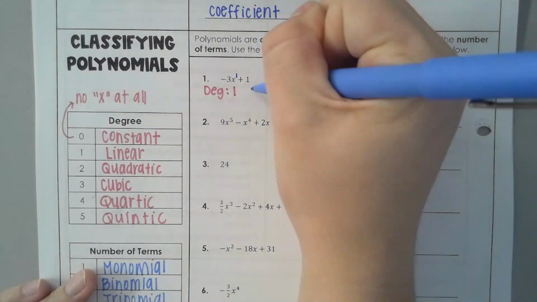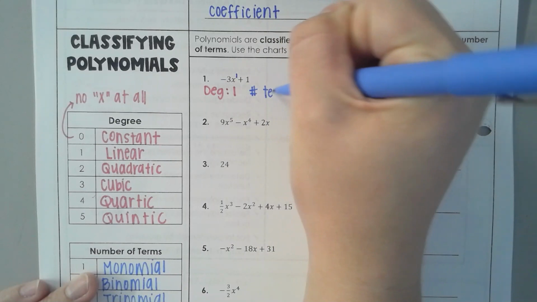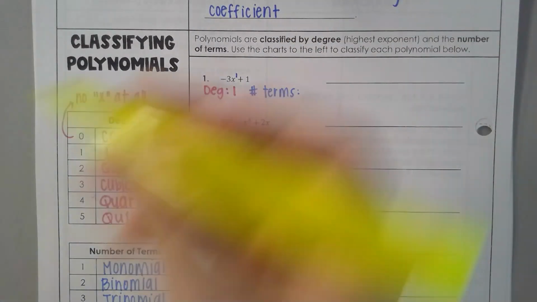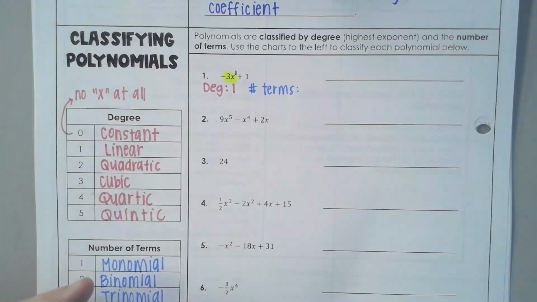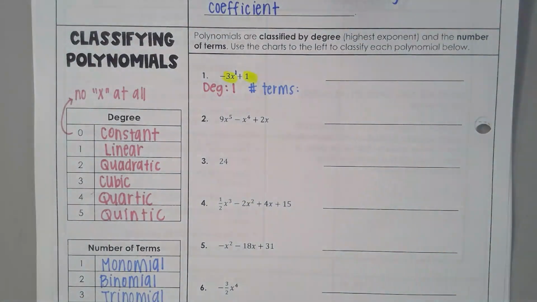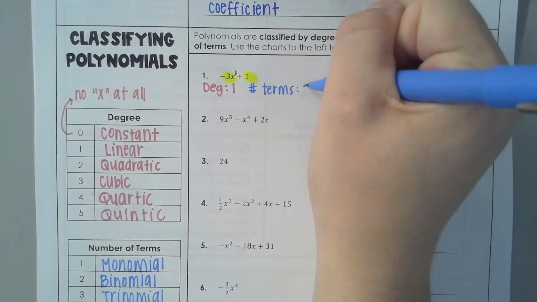How many terms? The number of terms. This negative 3x is kind of one chunk. That's a term. And then we add 1. That makes it a second term. So we have 2 terms.